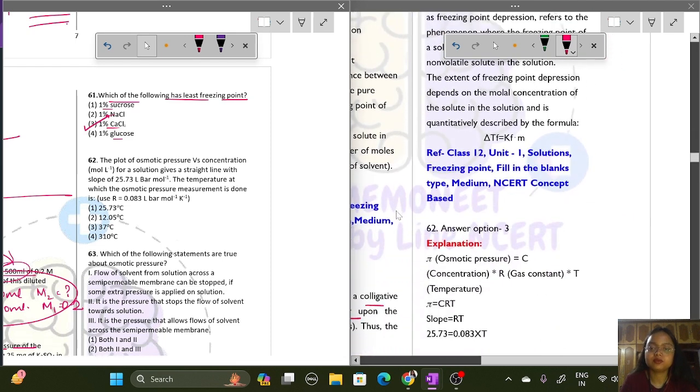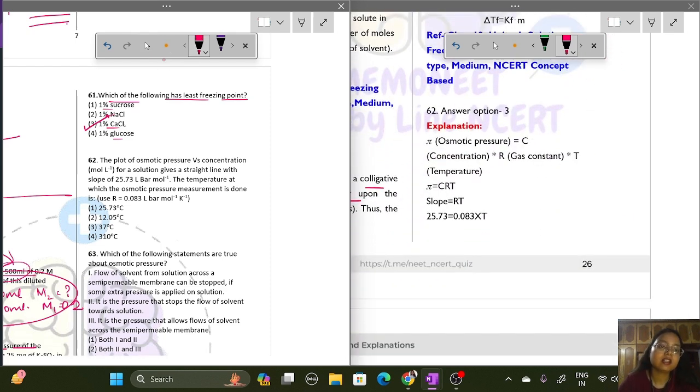Next is question number 62. The plot of osmotic pressure versus concentration for a solution gives a straight line with a slope of 25.73 liter bar per mole. The temperature at which the osmotic pressure measurement is done is, R is given. So the slope here is given as 25.73 liter bar per mole. The temperature is asked here and the R value is given.